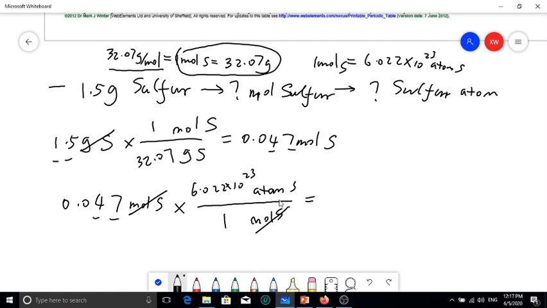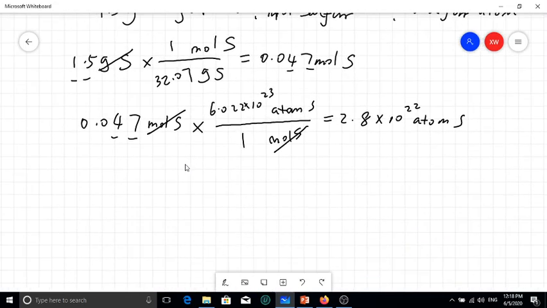Alright, so I want you to take this time to calculate it. The answer is 2.8 times 10 to the 22nd. The unit will be atoms of sulfur. So you can see this is going to be a 2-step calculation. You go from gram to mole, and mole to the number of atoms. Okay, let's take a look at another example.